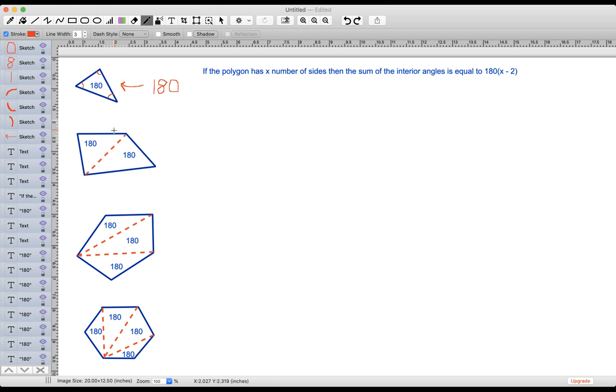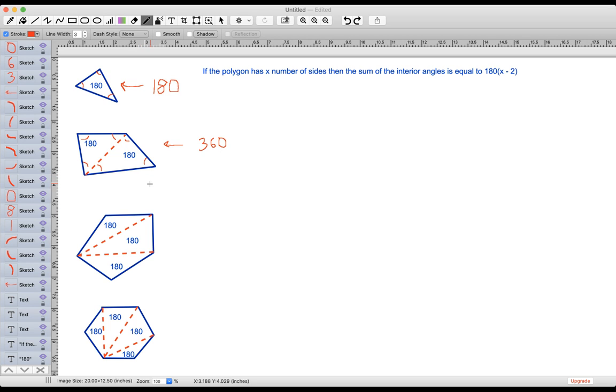If you go to a quadrilateral, a four-sided polygon, in other words you increase by just one side, you can cut that quadrilateral into two triangles. Each of those triangles has an angle sum of 180, and the two triangles together mean that a quadrilateral has a sum of its interior angles of 360 degrees.